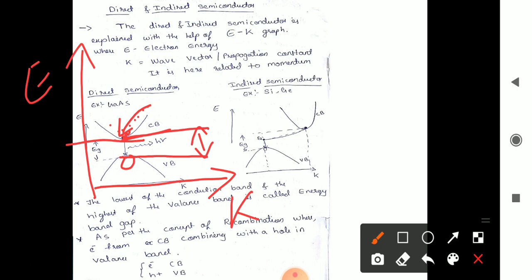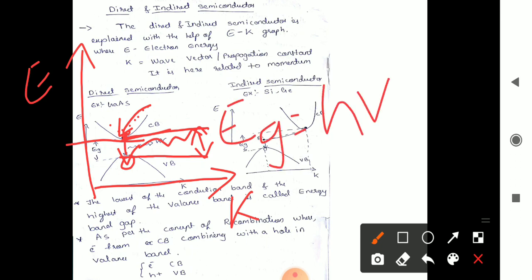Upon falling from the conduction band to the valence band, they give off energy in the form of light, which is Eg. Eg, which equals hν, is the energy that is dissipated in the form of light.